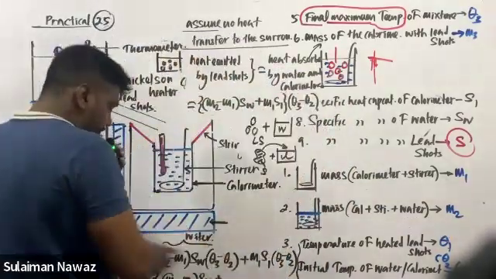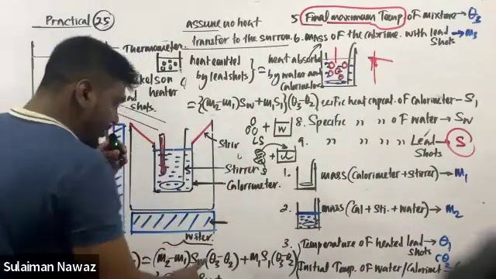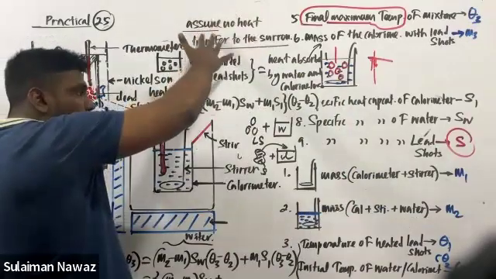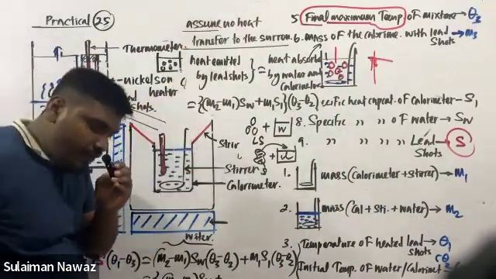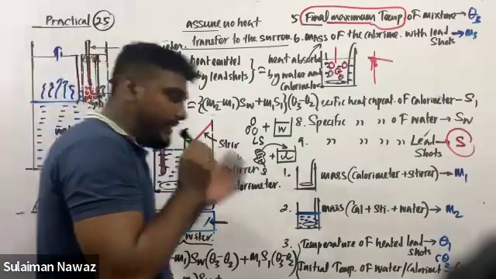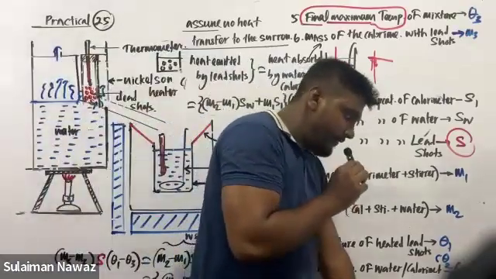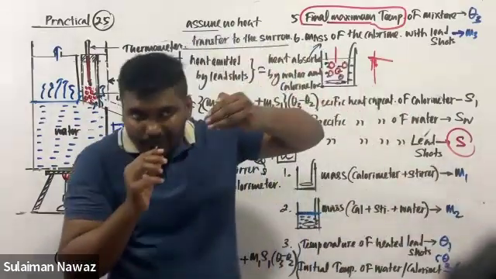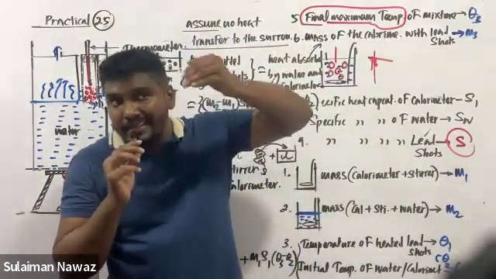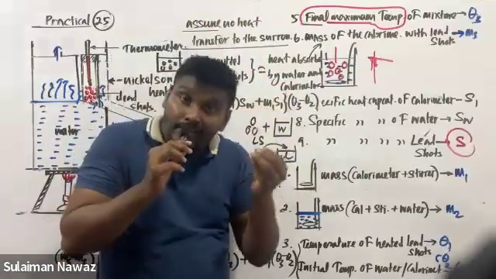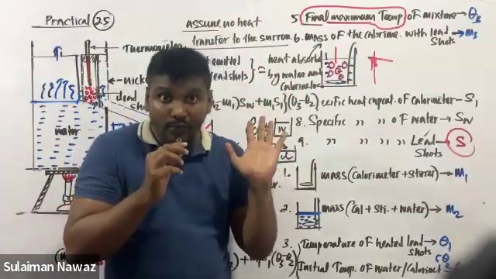Now we derive this equation under a main assumption: there is no heat transfer to the surrounding. But actually, there is heat transfer to the surrounding, in different methods. Heat transfers through conduction, through convection, through radiation, and through evaporation also.